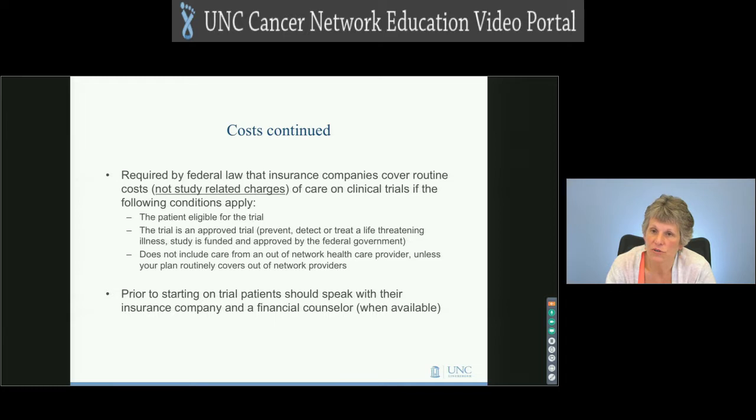By federal law, insurance companies are required to cover routine costs even on a study, but they are not required to cover the study-related charges. And so this is where it gets a little sticky because patients don't understand that. They don't understand what is routine and what is not. And then I've listed here some of the requirements for insurance companies.